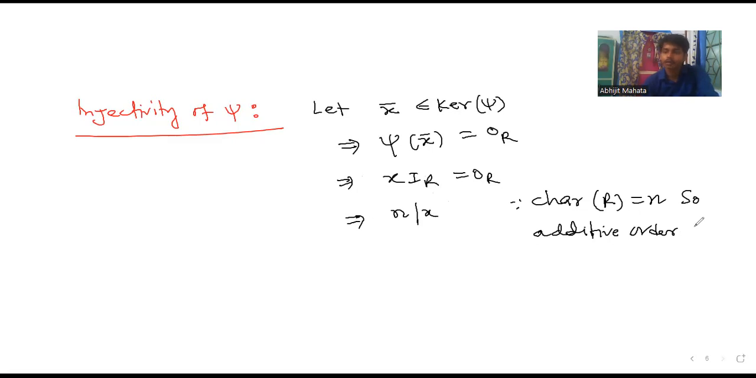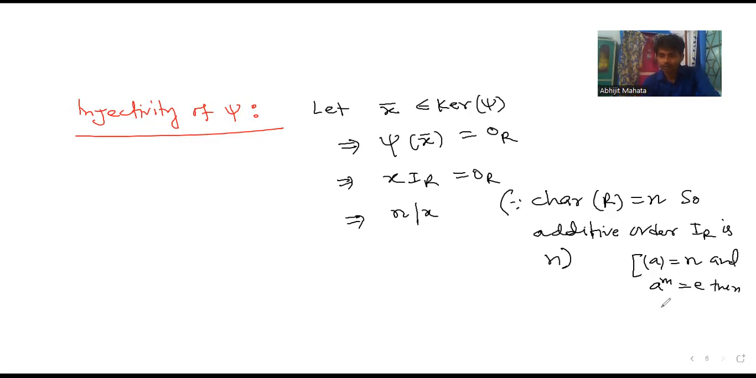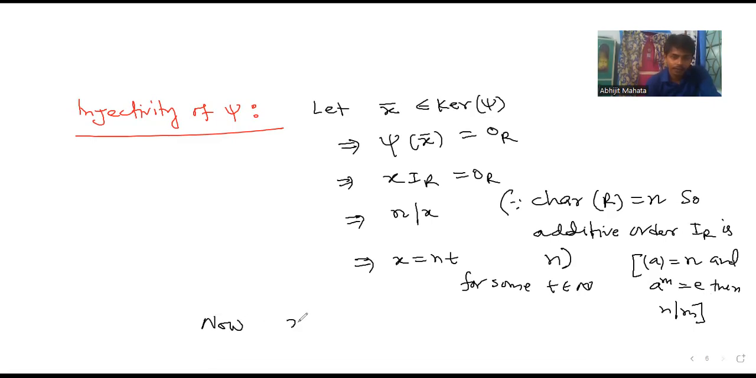the additive order of 1_R is basically n, and we know by Lagrange's theorem, if you have order of a equals n, and a to the power m equals the identity, then n divides m. Here we are considering the additive rule. So we can conclude that x equals n·t for some natural number t, right?